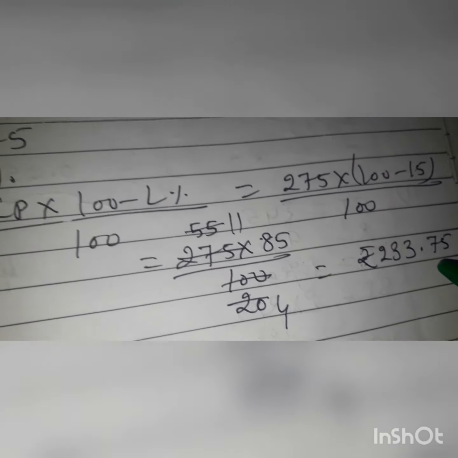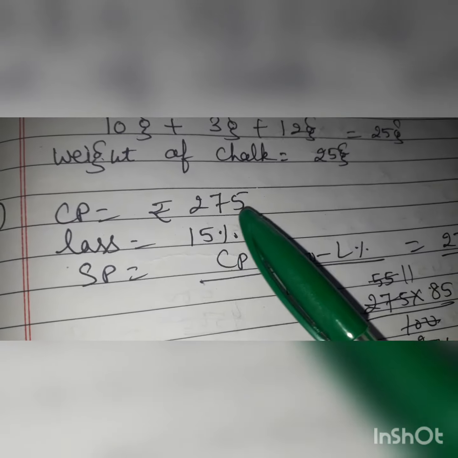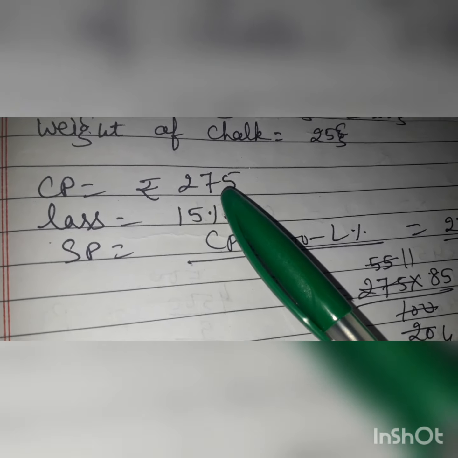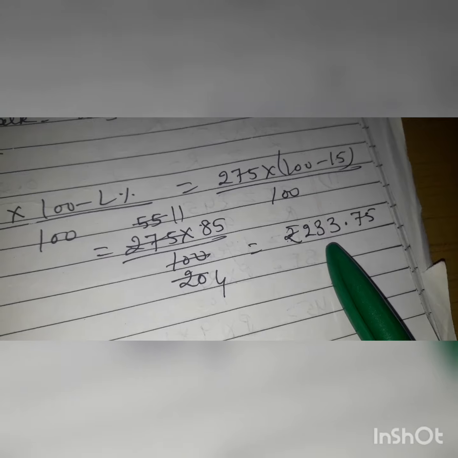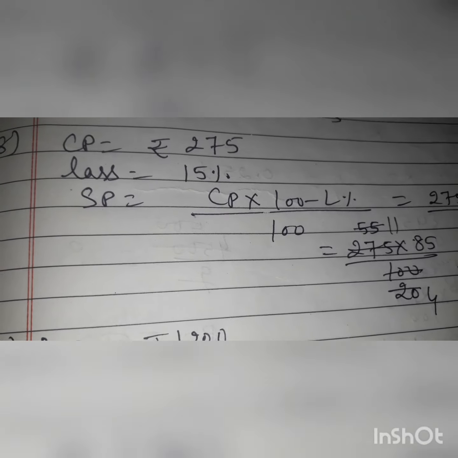It means I have purchased the book with the money 275 and I have sold the book for 233 rupees 75 paise. It means I am getting a loss. And how much loss? 15%. Let's move to the next question.